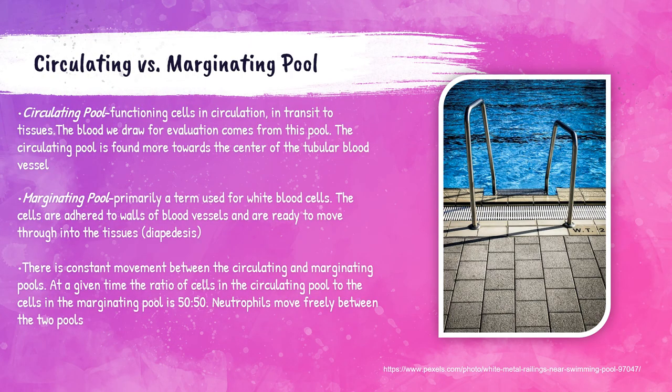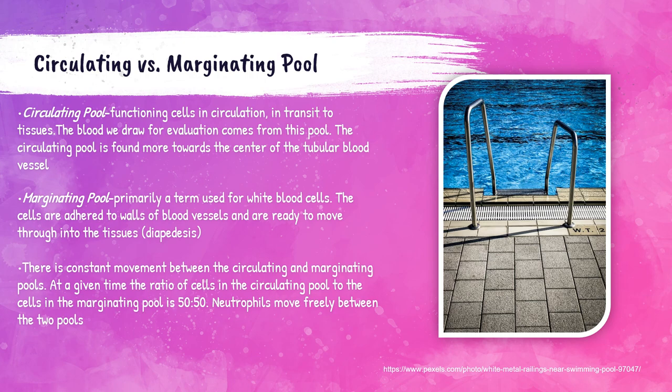On the previous slide, we said that the granulocytes are in the peripheral blood in the circulating pool and in the marginating pool. The circulating pool contains the blood that we draw from a venipuncture. It's located towards the center of the tubular blood vessel and contains functioning cells in the circulation on their way to the tissues. The marginating pool is a term that is primarily used for white blood cells. The cells are adhered to the walls of blood vessels and are ready to move through into the tissues when needed. There's a constant flow between the circulating and the marginating pools. The concentration of cells is 50% in the circulating pool and 50% in the marginating pool.